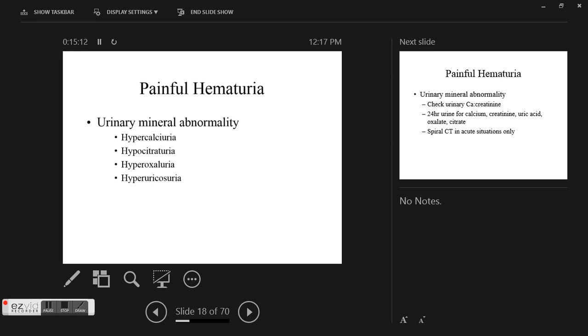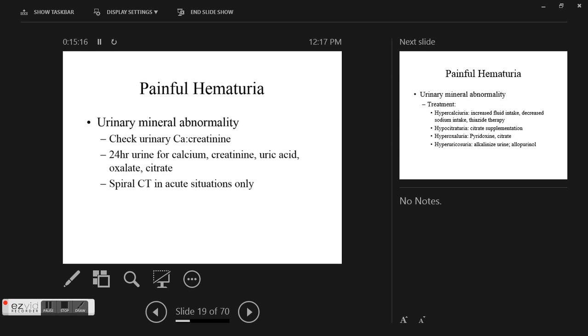This is the one time I will tell you that 24-hour urine collections are still the standard of care. The reason is you can't do timed urines because your excretion varies based on the time of day. So you really want to get a good 24-hour picture. So we actually do a 24-hour urine, and if I'm doing one, we're going to do it for everything.